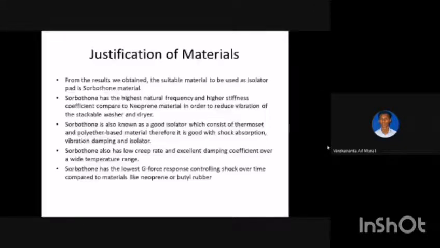Next is the justification of material. From the results we obtained, the suitable material to be used as an isolator pad is Sorbothane. There are several reasons to choose Sorbothane as the best material. Firstly, Sorbothane has the highest natural frequency and higher stiffness coefficient compared to neoprene in order to reduce vibration of the stackable washer and dryer. Besides that, Sorbothane is also known as a good isolator which consists of thermoset polyether-based material. Therefore, it is good at shock absorption and vibration damping as an isolator. Thank you.